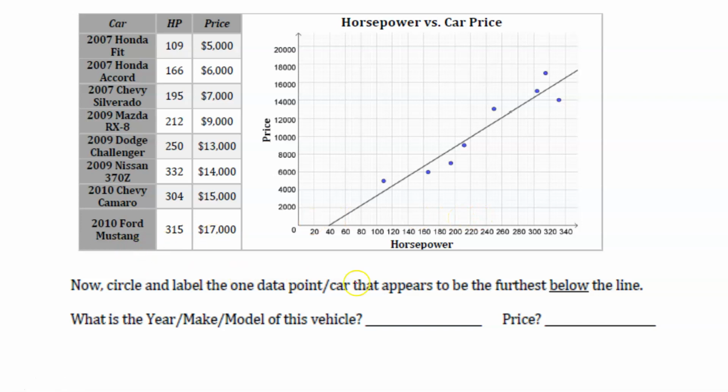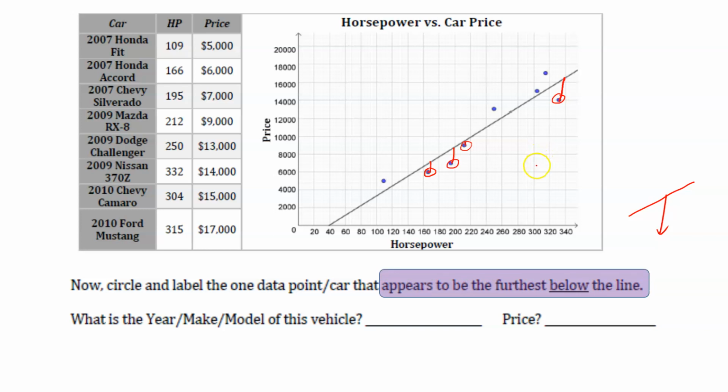So they say now circle a point that appears furthest below. So there's about 1, 2, 3, 4 points that are below the line. When they say furthest, that means the one that's lowest from the line. So this one is about that far from the line, that far from the line. This one's really close to the line. It's really close. And then this one's all the way down. All right. So which one seems to be the furthest down? There it is. That one would be the furthest one.